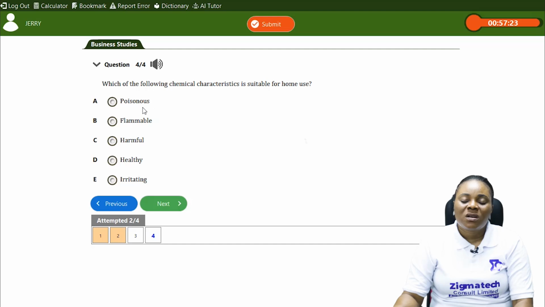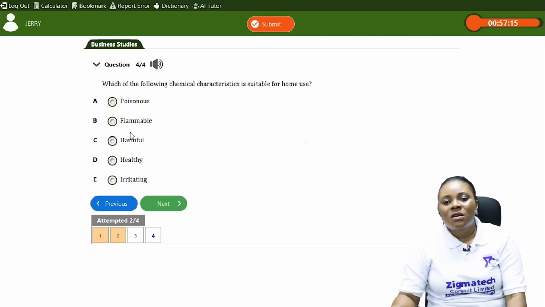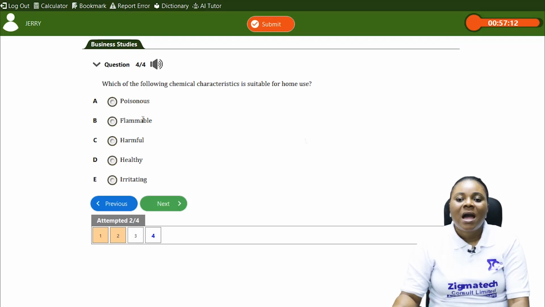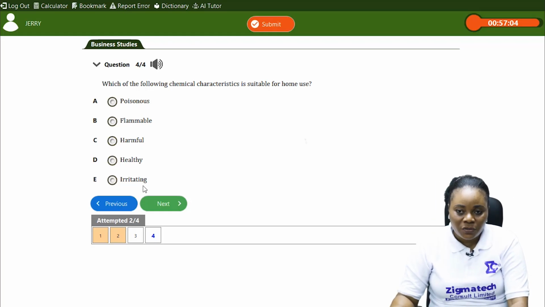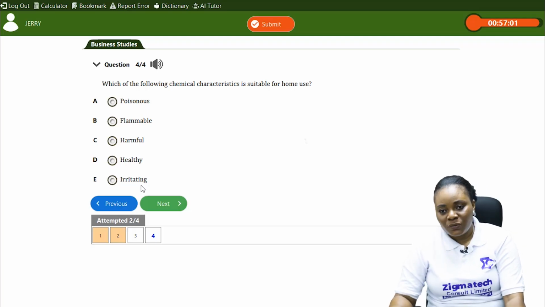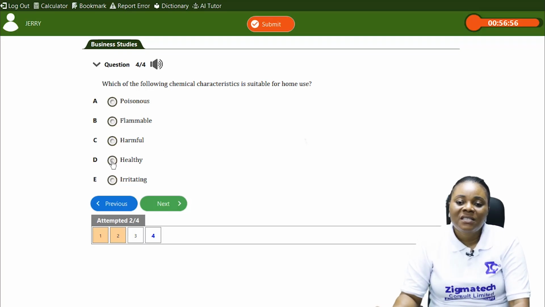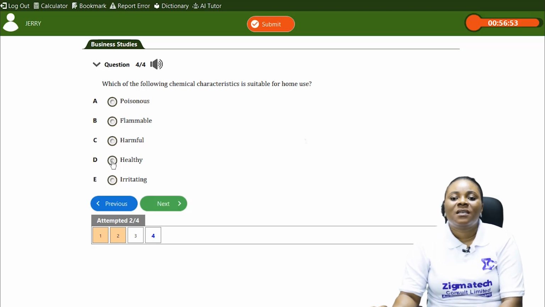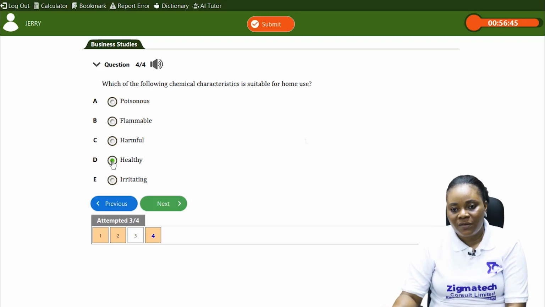Poisonous is one of the characteristics of chemicals not suitable for use. Flammable is one of the characteristics of chemicals not suitable for use. Harmful is one of the characteristics of chemicals not suitable for use. Irritating or irritation is one of the attributes of chemicals not suitable for use. But healthy, that's being safe or harmless, is one of the characteristics of chemicals suitable for home use. So the answer is option D, healthy.